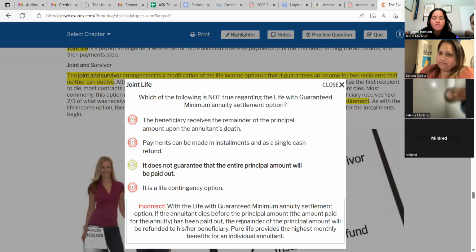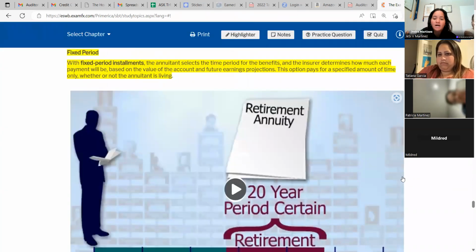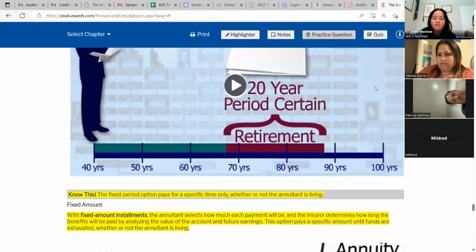If the annuitant dies before the principal amount, the amount paid for the annuity, has been paid out, the remainder of the principal amount will be refunded to his or her beneficiary. Pure Life provides the highest monthly benefits for an individual annuitant, but it will still not guarantee that the entire amount will be paid out.